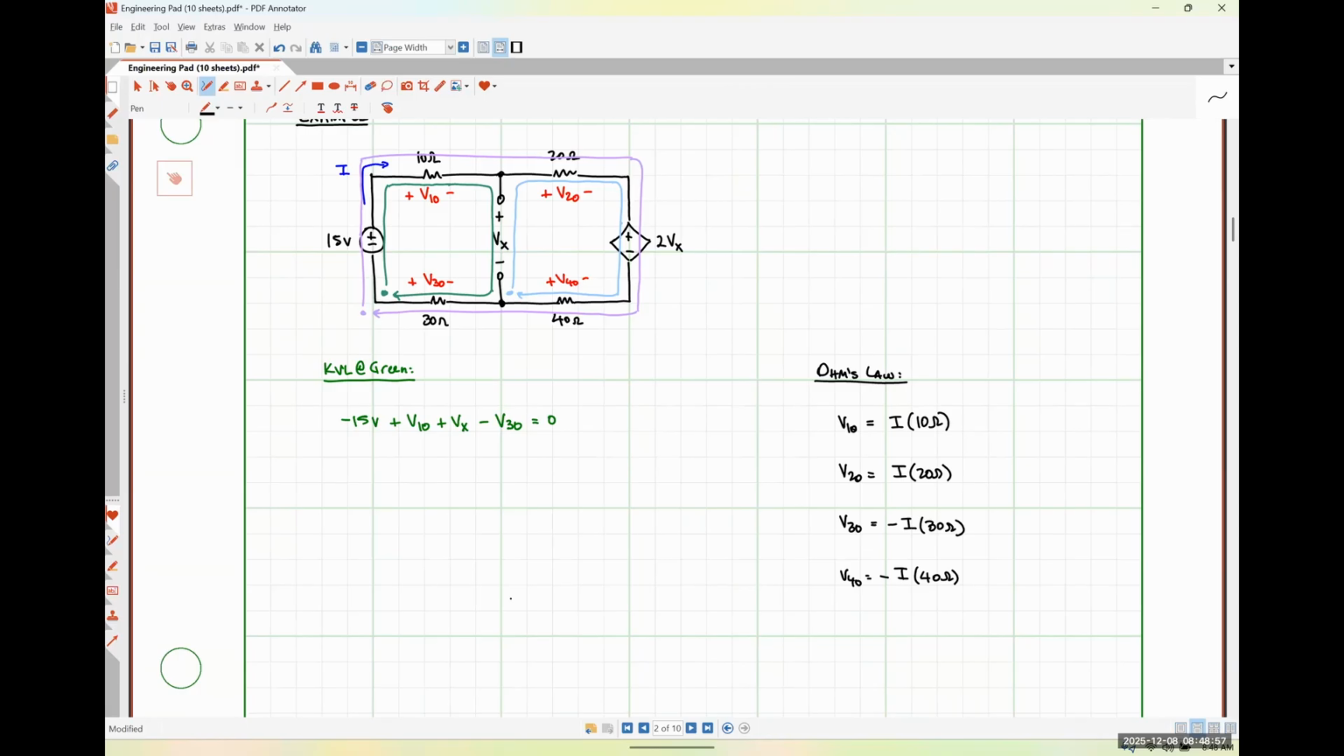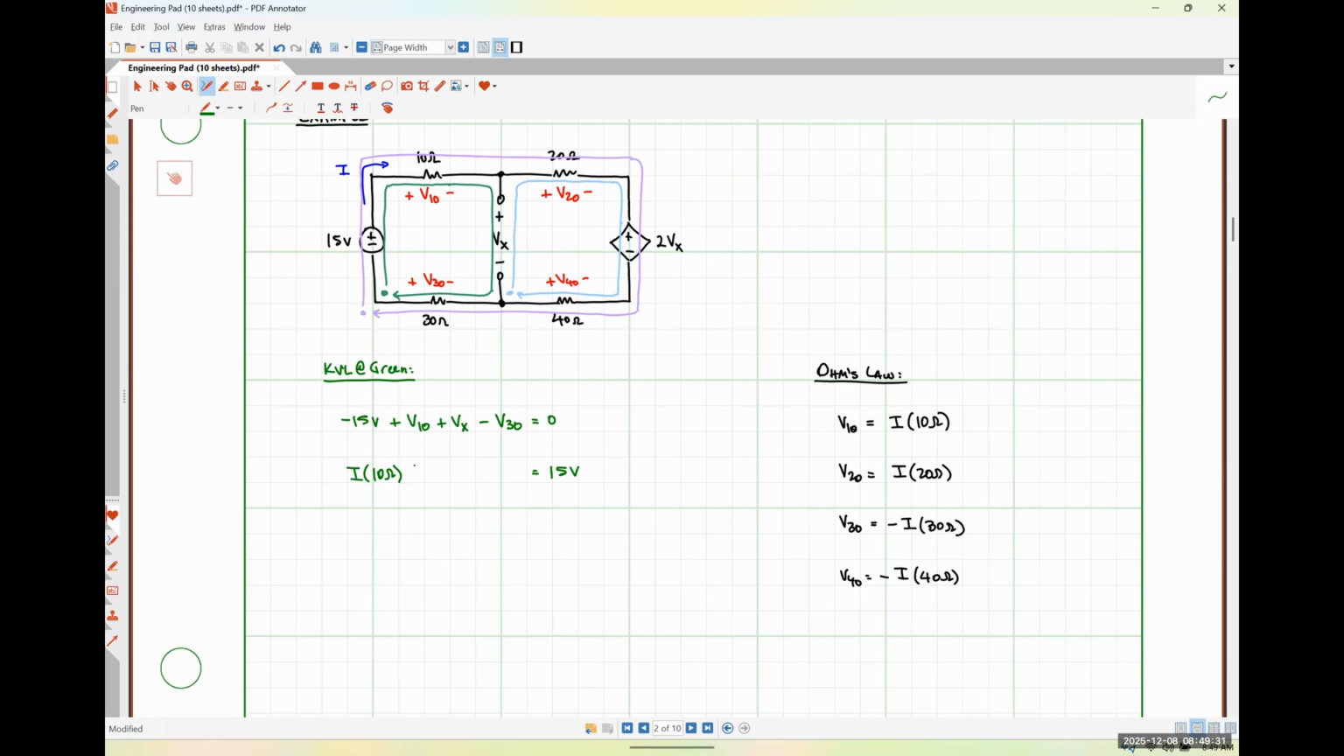All right, so I can take what I need from those Ohm's law relationships and move them into that KVL equation and reorganize things really quickly. So let me go back to green here. I'm going to move the 15 volts, the constant term, to the right-hand side of my equal sign, and so I'm only going to have variables on the left-hand side. So V10 is just I times 10 ohms. So I'm going to have I times 10 ohms.